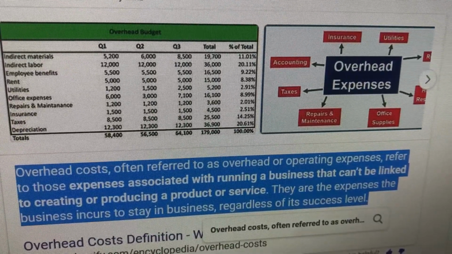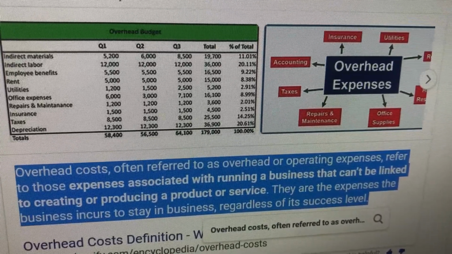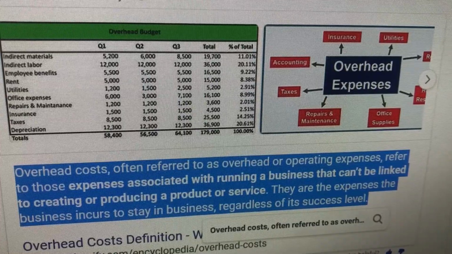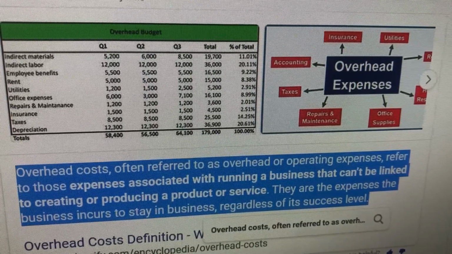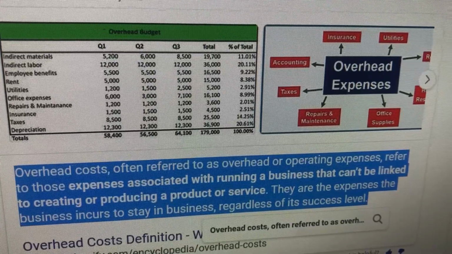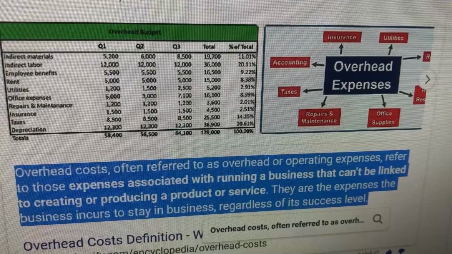Overhead cost, often referred to as overhead or operating expenses, refers to those expenses associated with running a business that can't be linked to creating or producing a product or service. They are expenses the business incurs to stay in business, regardless of its success level.